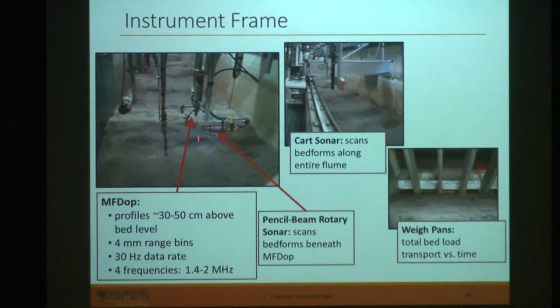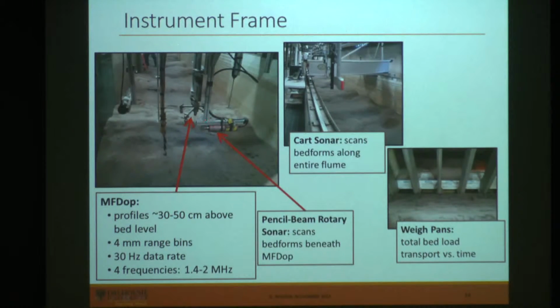We also had a rotary pencil beam sonar, or a ripple scanner, if you will. So this gives profiles of bed elevation directly beneath the MF-DOP in the streamwise direction over a swath of a couple of meters. So in that way, since the MF-DOP is just a single vertical beam, we could get sort of the broader picture of where it was measuring.